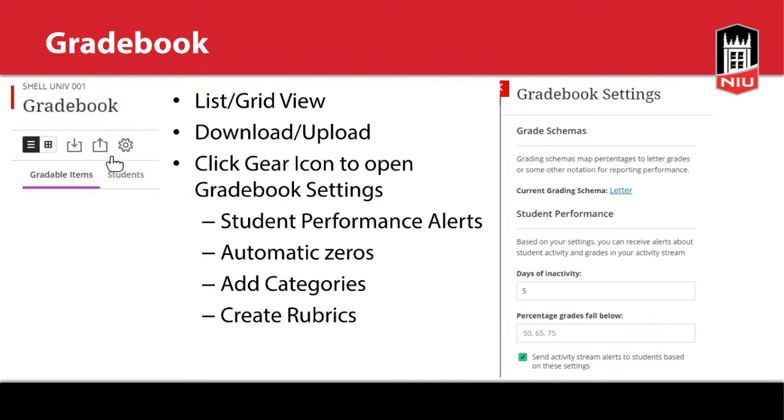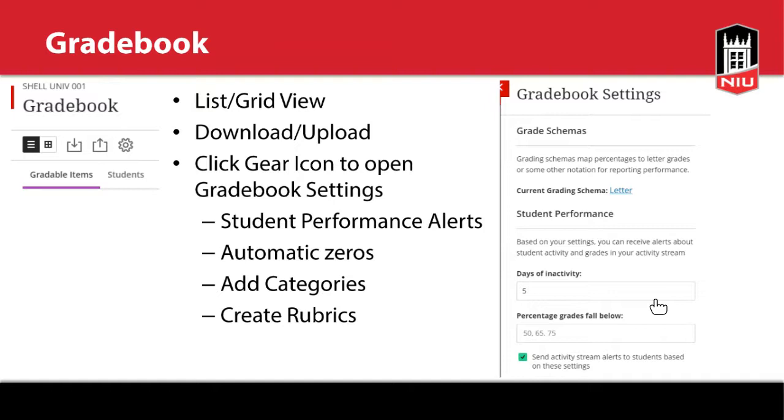And then right next to that is this gear icon. The gear icon is what you click to open the gradebook settings. In your gradebook settings, it'll be a slide out panel. It slides out from the right. And this is the place you're going to want to go to get to things like your grade schema. This is where you're going to adjust that. You can get to your student performance alerts and adjust those. This is where you will go to assign automatic zeros, which we will talk about a little more in a minute.